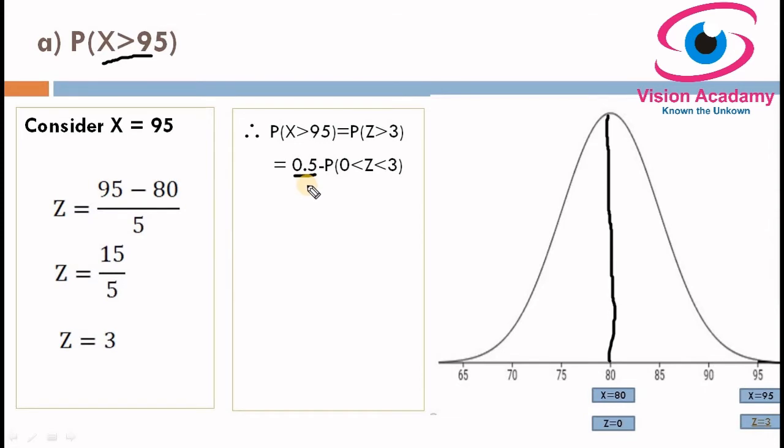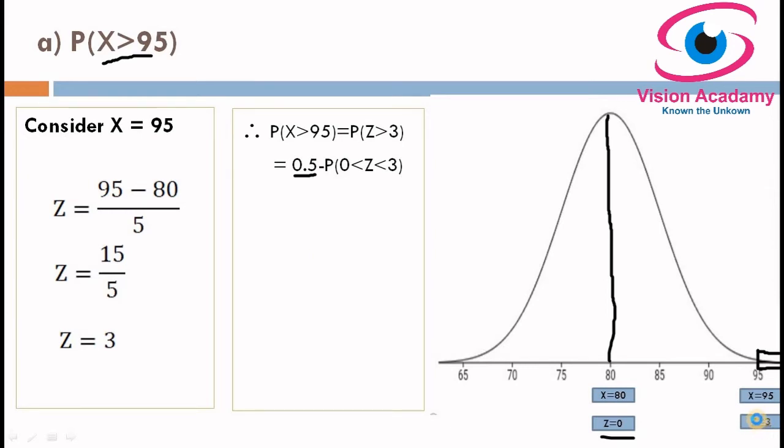Now from this 0.5 we have to subtract the unshaded area, which means the area we are not interested in. Then we will obtain our shaded area, the area of interest. For that I have prepared the data: probability of 0. Why I have taken 0 here is that the normal curve is symmetric about the line z equal to 0. So I have taken z equal to 0 here, and our z value for x greater than 95 is 3. So probability of 0 less than z less than 3. We have to look up this z value 3 in the table, then we will know our area of interest probability. So let us look into the table.